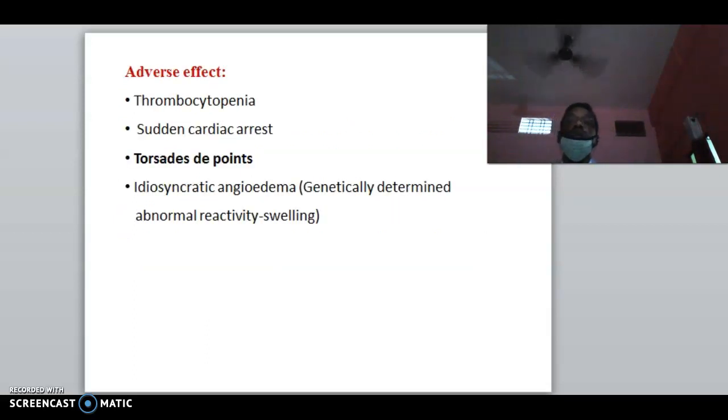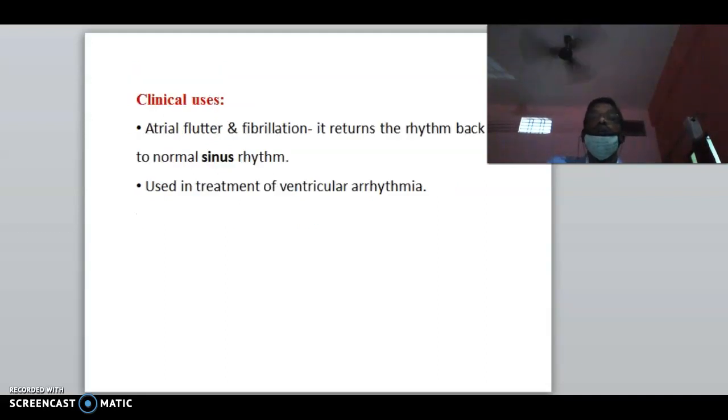Then come to adverse effects. The adverse effects of quinidine are thrombocytopenia and sudden cardiac arrest. Then Torsades de pointes, and idiosyncratic angioedema, that is, genetically determined abnormal reactivity causing swelling.